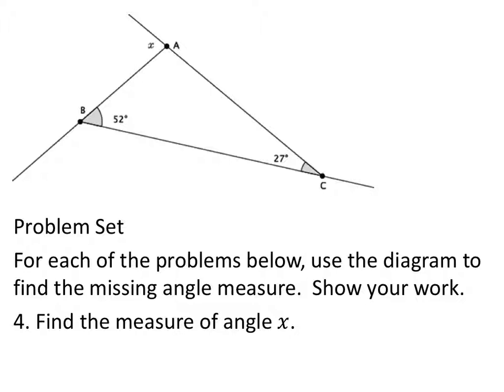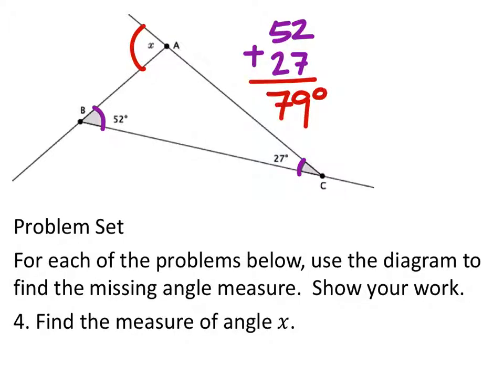Alright, let's use this diagram to solve for angle X right here. This one's the same as what we've been doing. If I take these two remote interior angles and add them, then I should get that one exterior angle, 79 degrees. And that is correct. Don't forget to label it, it's in degrees.